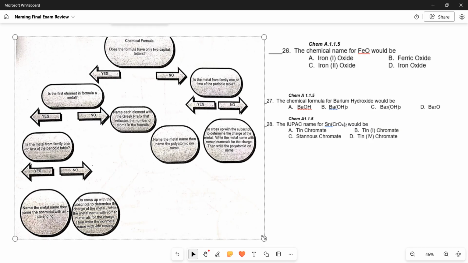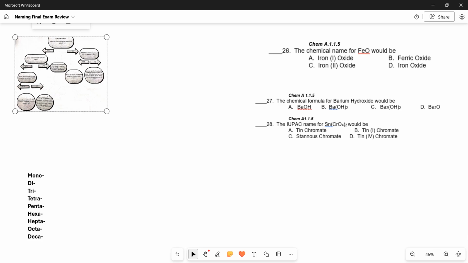Okay, so let's look at the questions. I'm going to minimize this so I can have some workspace. It says the chemical name for FeO would be, well, iron, Fe, is not in family 1 or 2. It is a transition metal, so we're going to have to do cross-up.